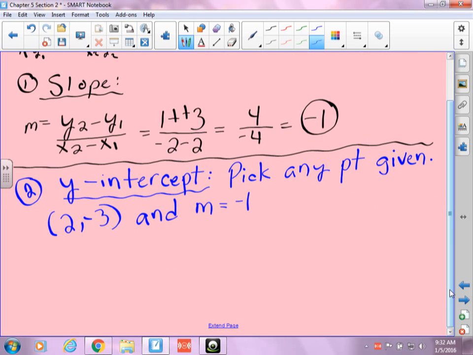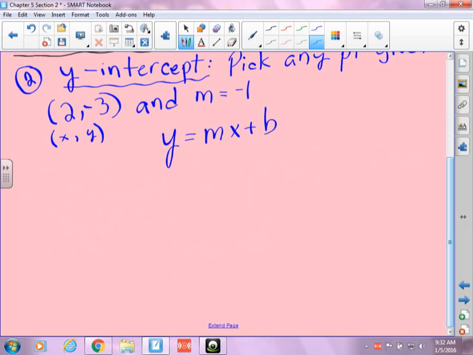Again, you can choose any point you want to. It doesn't matter. So this is my ordered pair, x comma y. And I'm going to use the equation y equals mx plus b. And I would write y equals mx plus b, and the reason why is it's kind of your road map. Kids kind of muddle when they don't have that in front of them. So the y is negative 3 equals my m is negative 1, my x is 2 plus what's my b? B. That's what I'm trying to find again.